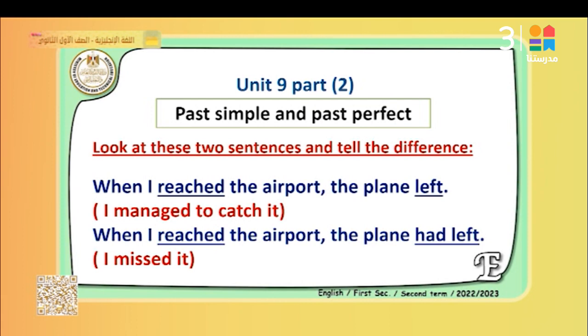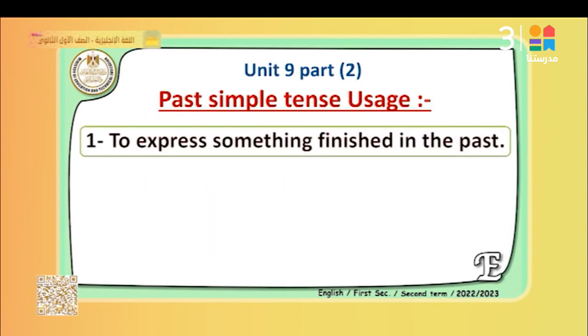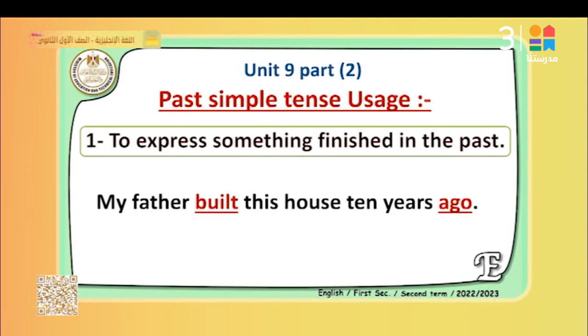Okay? We're going to explain this more in the following sentences. But first of all, let's discuss what the past simple is and why we use it. The past simple expresses something which finished in the past. Look at this example: my father built this house 10 years ago. So it's something that was finished in the past.